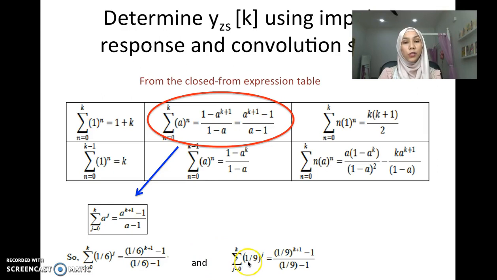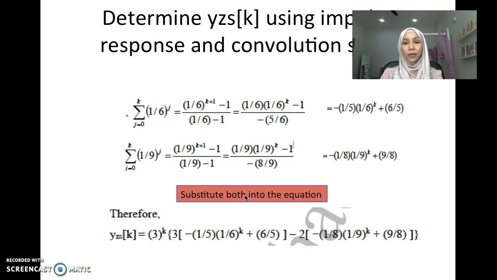Alright, same goes to the next equation, which is (1/9)^j. So for this case, 1/9 is the a. So just replace it with (1/9)^(k+1) minus 1 over 1/9 minus 1. These two, you need to substitute back into the original equation. So first of all, you have to solve this first. So (1/6)^(k+1) minus 1 over 1/6 minus 1. Finally, when you calculate everything, you will get minus 1/5 (1/6)^k plus 6/5.